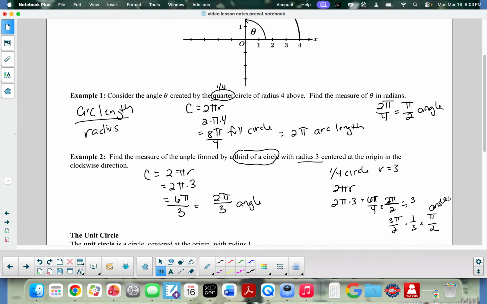Okay. So the numbers don't necessarily have to match. It's still going to come out and be used the same way.